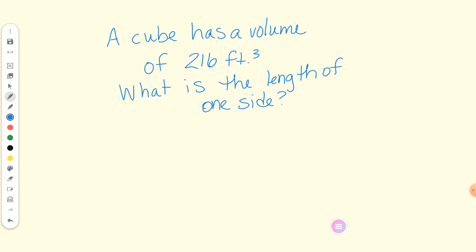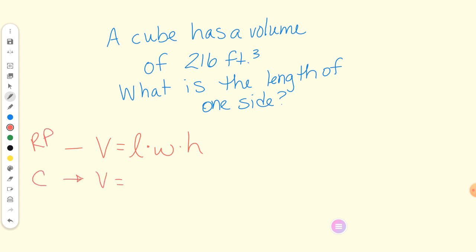A rectangular prism. What is the formula for volume of a rectangular prism? Peyton? Okay, length times width times height. That's for a rectangular prism. I'm going to put RP.